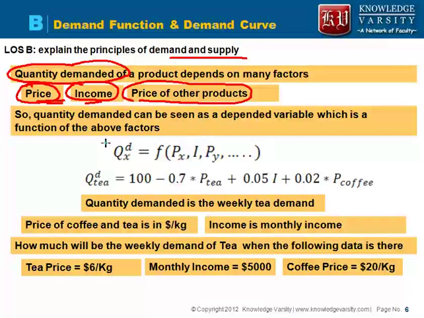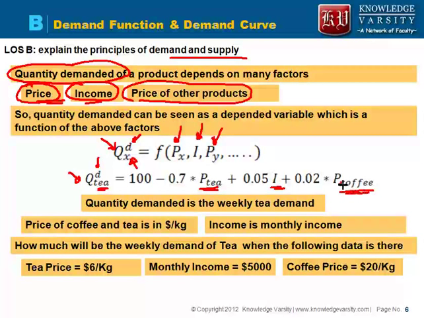We use the notation Q to denote the quantity demanded. D is for demand, and X is the item for which we are looking at the quantity demanded. So quantity demanded for X is a function of the price of X, the income, and the price of Y. Y is the price of perhaps complementary products or substitute products, right? Here we take an example of the quantity demanded of tea. We say this function is linear in terms of the price of tea, your income, and the price of coffee.